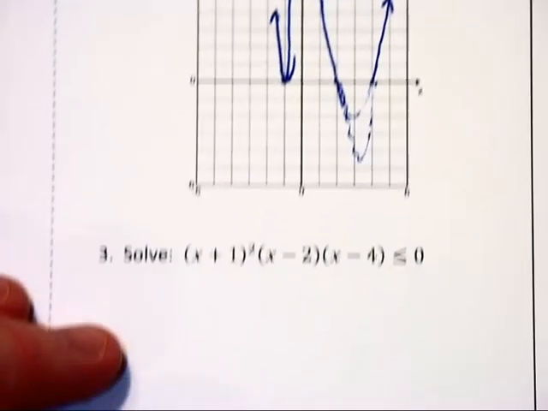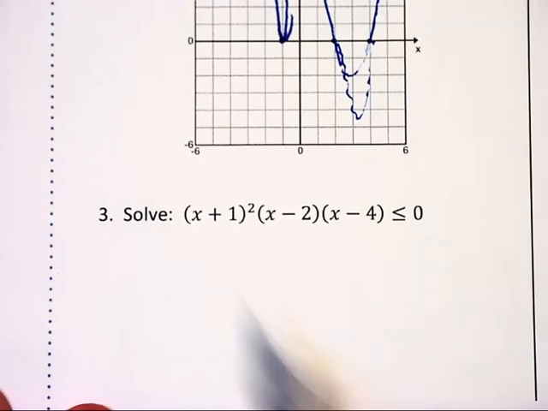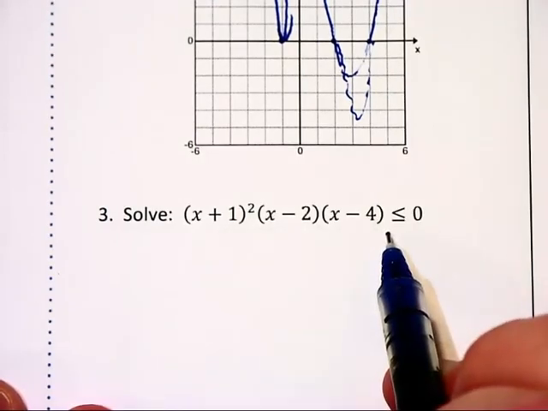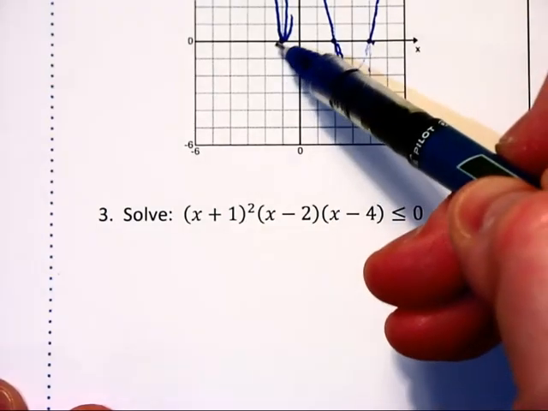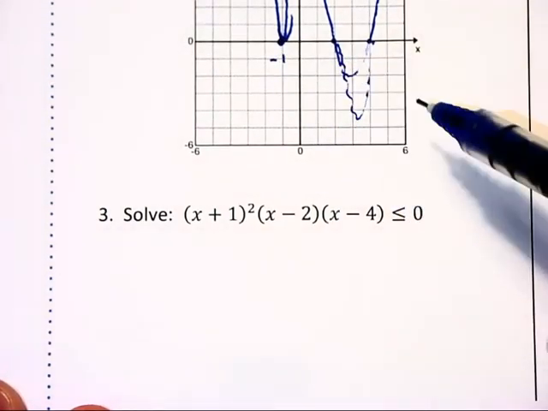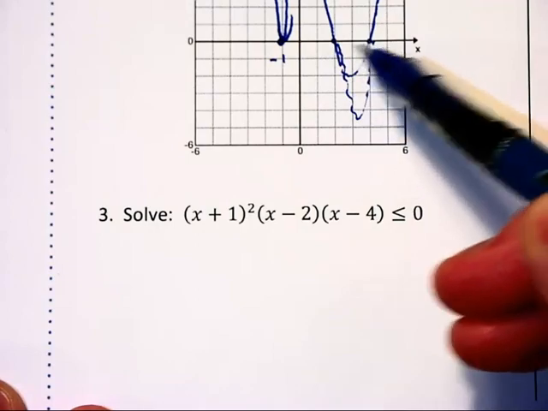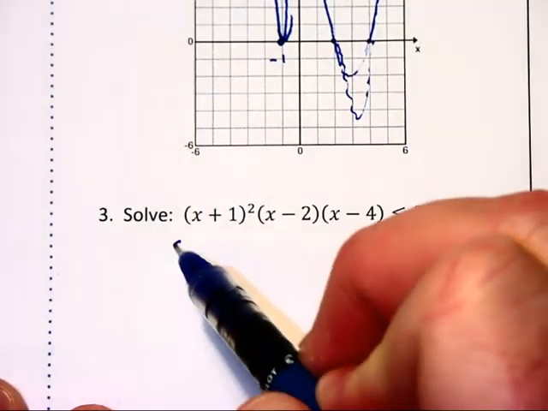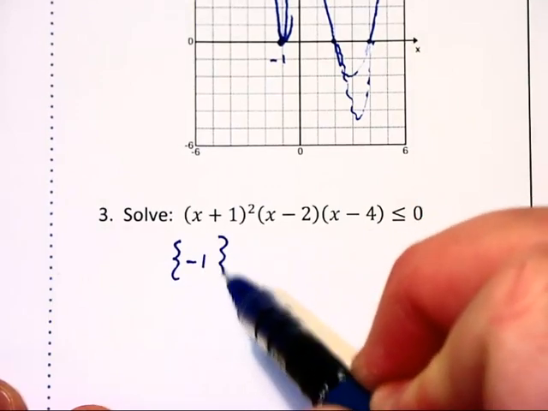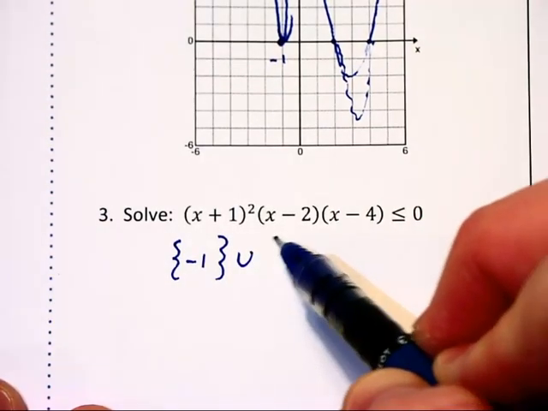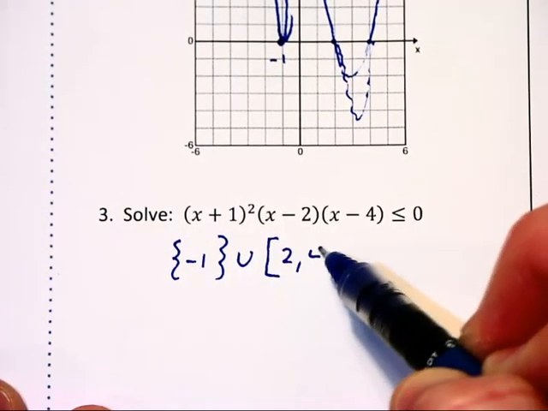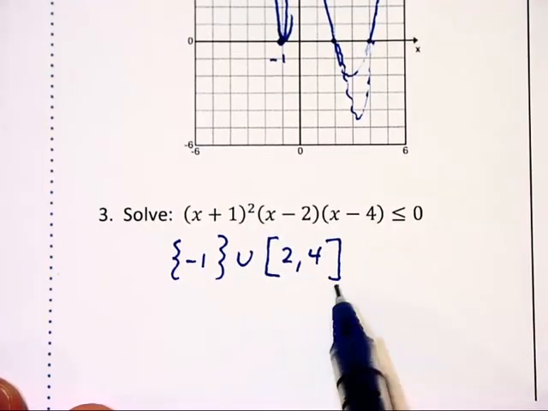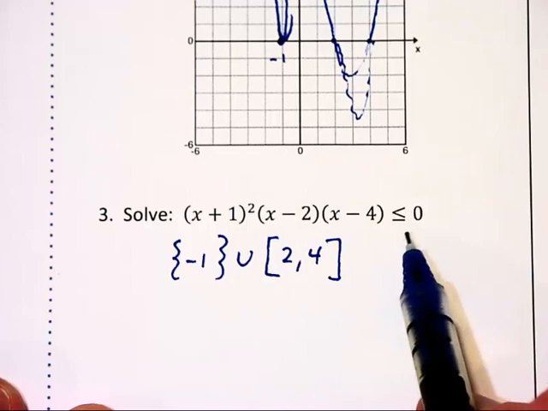Now this next problem asks us, with the same function, where is this less than or equal to 0? And we can see the equal to part right here at -1, and we can see between 2 and 4 it dips below there also. So our solution set will be -1 united with the closed interval from 2 to 4. And I say closed interval because I'm including both endpoints because of that equality with 0.